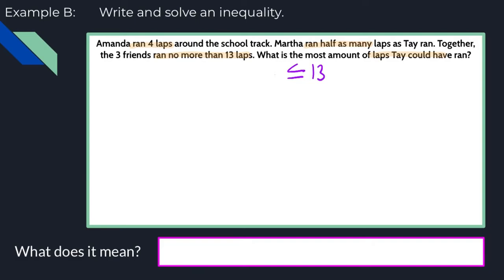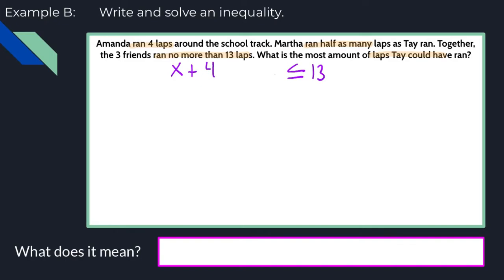Now we need to include our 3 friends. We don't know how many laps Tay ran. She seems to be the crux of the problem here. We don't know that, so she's going to be our x for Tay. We're going to add to that the number of laps Amanda ran, and she ran 4 laps. No variable there. They told us how many she ran, so that's our constant. We're going to add 4.